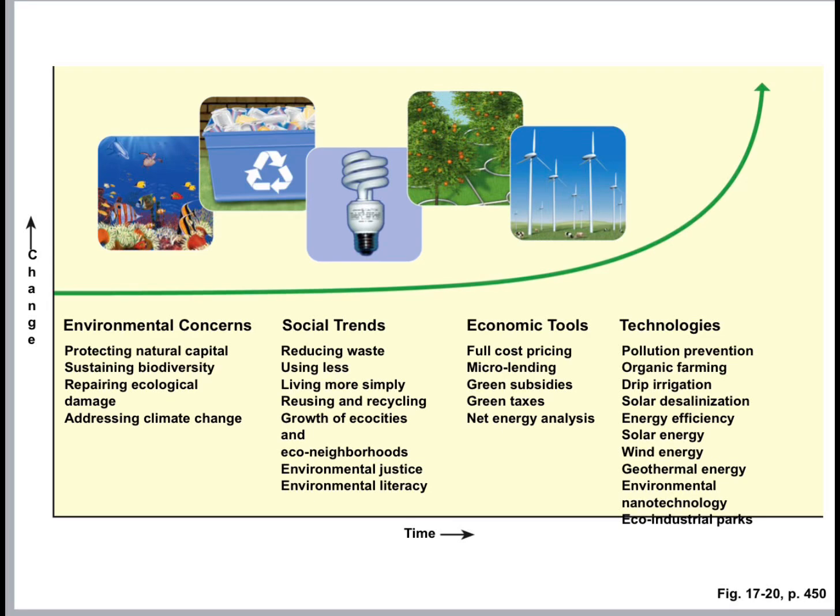So as you can see in the picture, there are the environmental concerns, social trends, economic tools, and the technologies. Protecting natural capital: reducing waste, full cost pricing, and pollution prevention. Sustaining biodiversity: using less, micro-lending, organic farming. Repairing ecological damage: living more simply, green subsidies, drip irrigation. Addressing climate change: reusing and recycling, growth of eco-cities and eco-neighborhoods, environmental justice, environmental literacy.